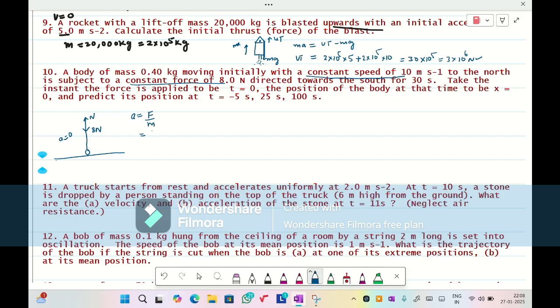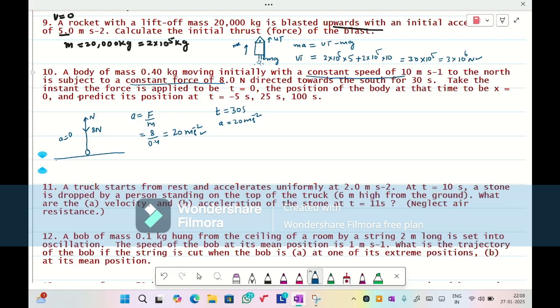That is F equal to 8, divided by 0.4, so that equals 20 meters per second squared. This is the acceleration up to 30 seconds. So t is equal to 30 seconds. The acceleration is constant, equal to 20 meters per second squared. That means from 0 to 30 seconds the acceleration is 20 meters per second squared only.